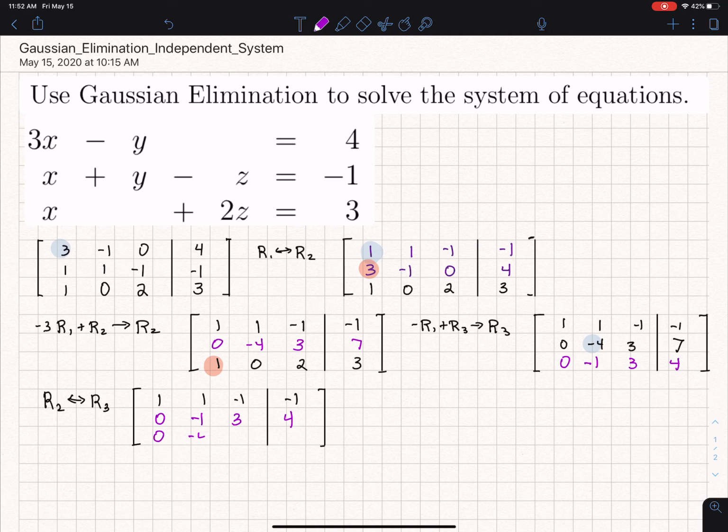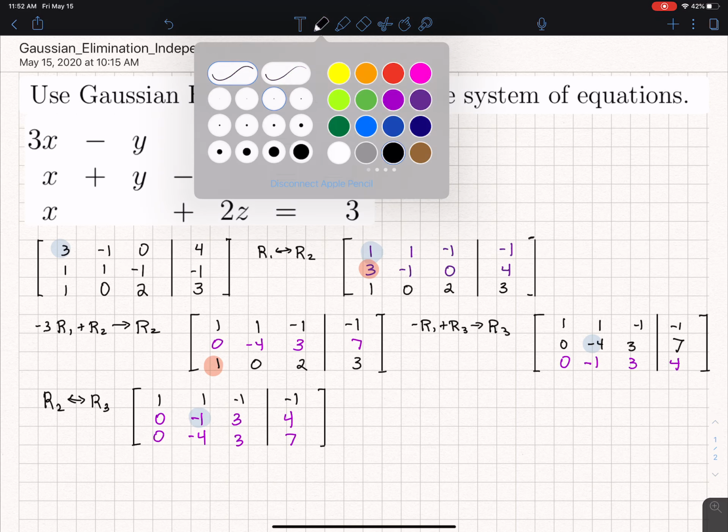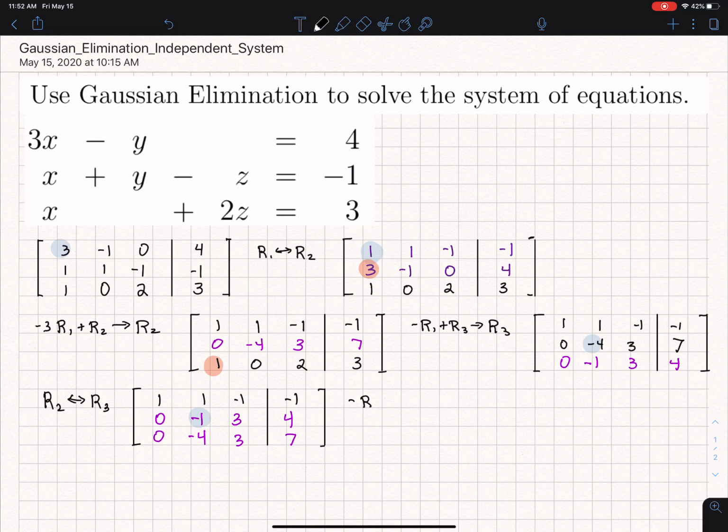I could divide by -4, but I don't want to do that because that will lead to fractions. So I have -1 there, but I want to go further and multiply row 2 by -1, and that will do the job to make that a +1.